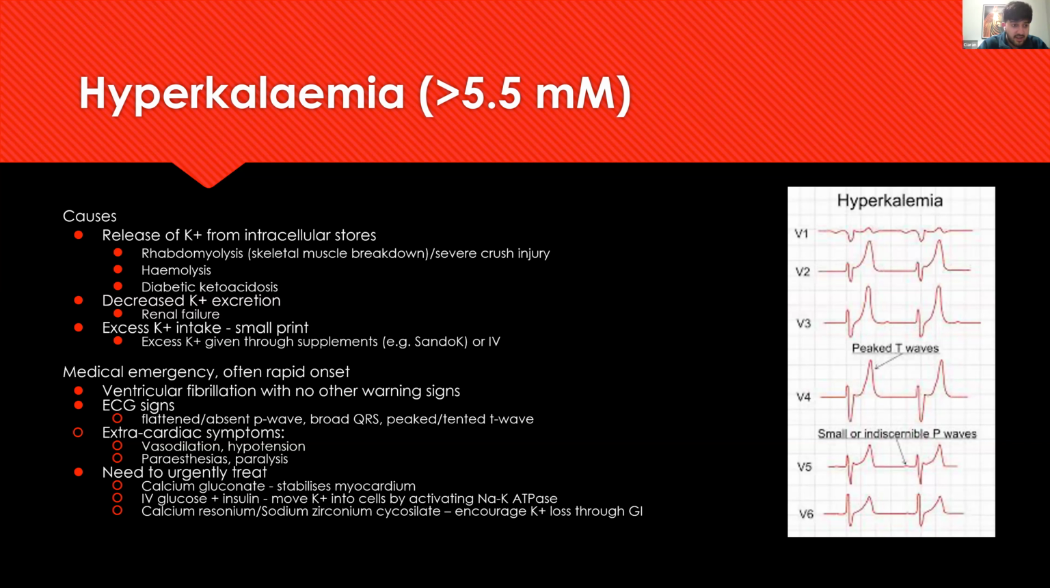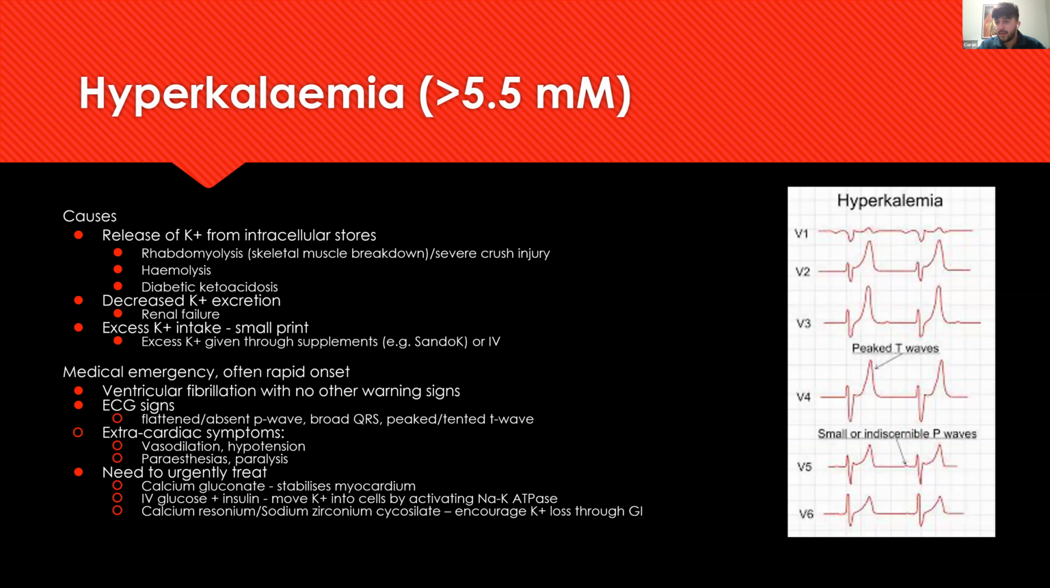So typically what you'll see is a variety of ECG signs. You can see a flattened or absent P wave, a broad QRS complex, and then peaked, also known as tented, T waves. You can also get some extracardiac symptoms such as vasodilation, hypotension, and also paresthesias.